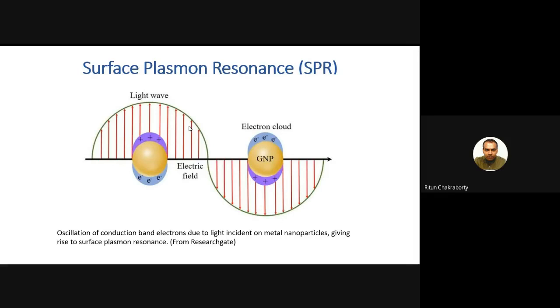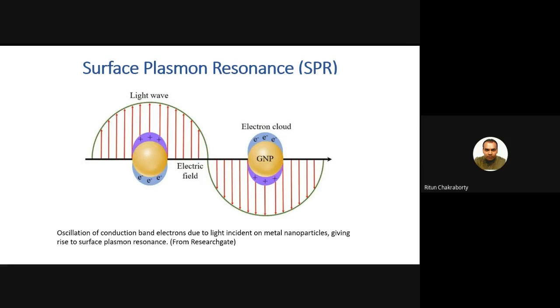Let me come back to this slide. Every word has a meaning here. The external examiner may ask, why do you call it surface? What is a plasmon? What is a resonance? If you are asked what is a surface, that means most of these electrons are conduction electrons, they are loosely bound in a metal, or they reside on the surface of the metal. What is plasmon?